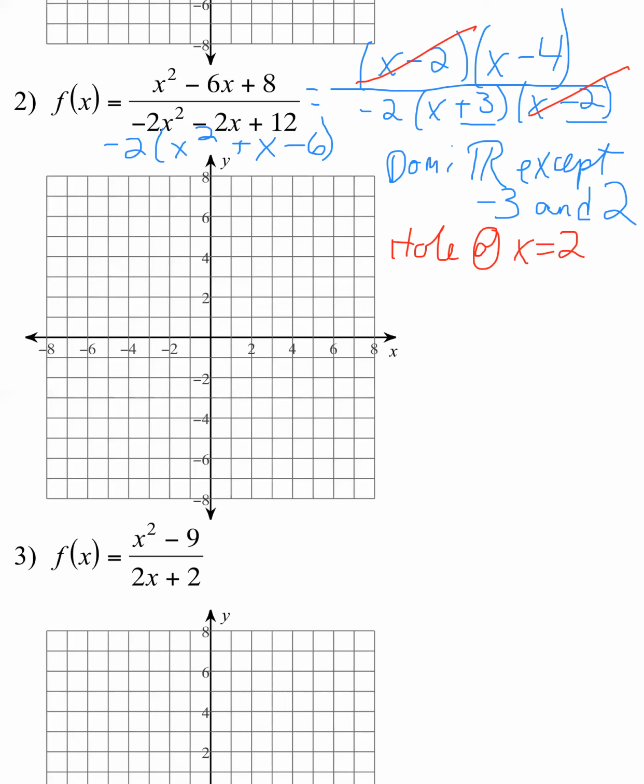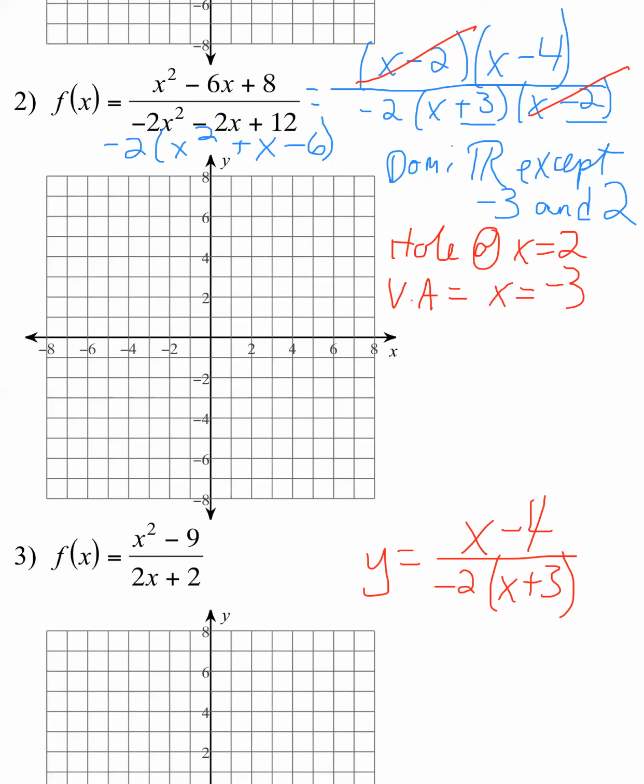Then vertical and horizontal asymptotes. Let's talk vertical asymptotes. I'm going to draw it down here. Here's my factored version, written nice and neat so it's easy to look at: x minus 4 over negative 2 times x plus 3. I look at my factored version and see, is there anything that would give me a 0 in the denominator now? Yes, negative 3. So I'm going to have a vertical asymptote at x equals negative 3. And then for the horizontal asymptote, I have to look at the degrees.